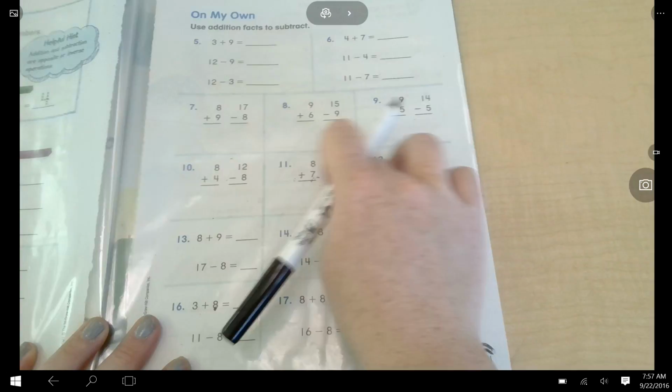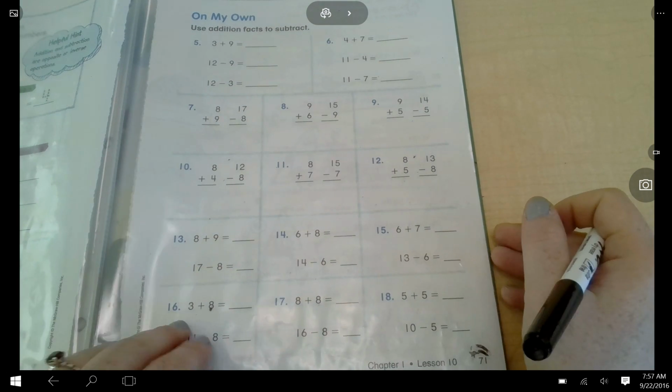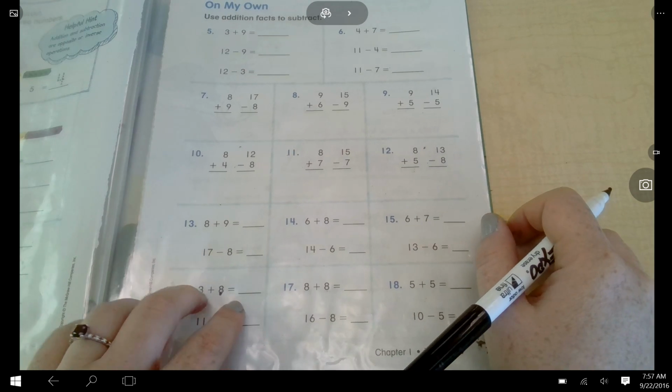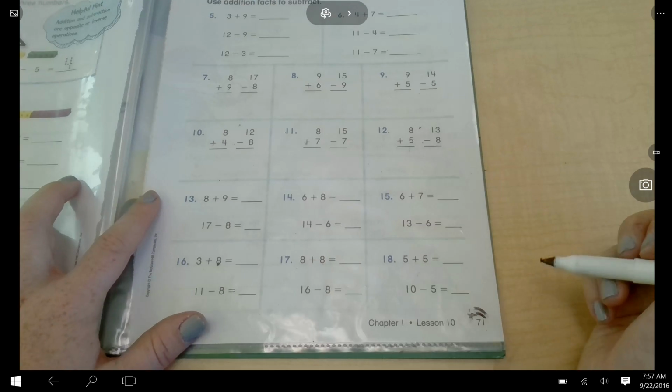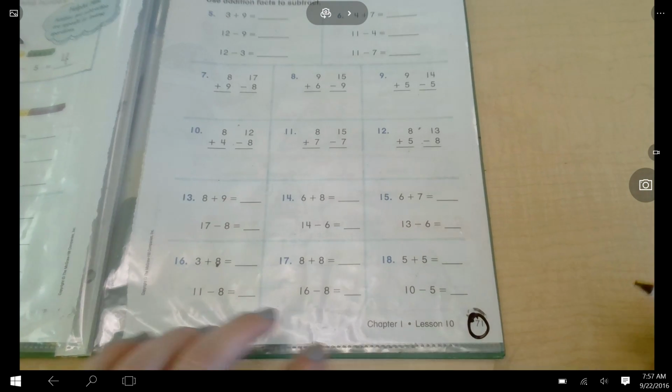Okay. You should have paused the video and just did number 2 and number 4 so that I can check those when you come to my teacher lesson. You're going to do this page, number 71, all on your own.